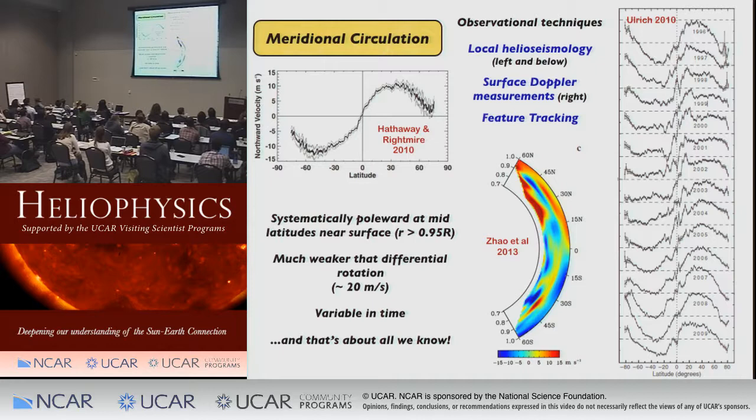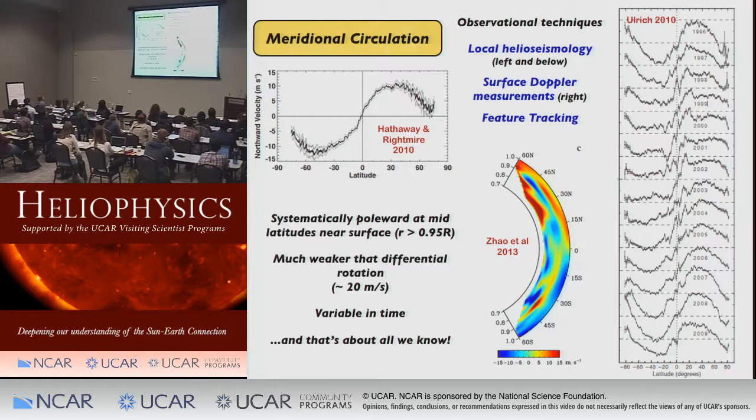The other type of flow: differential rotation is the mean east-west flow if you average over longitude. The mean north-south flow, the flow in the meridional plane, so that includes the latitudinal flow and the radial flow, is referred to as the meridional circulation, because it's on a meridional plane. It's really hard. Vertical flows are hard to detect, but we can detect horizontal flows. So this is the flow in the latitudinal direction. Red is toward the north, and this is from helioseismology.